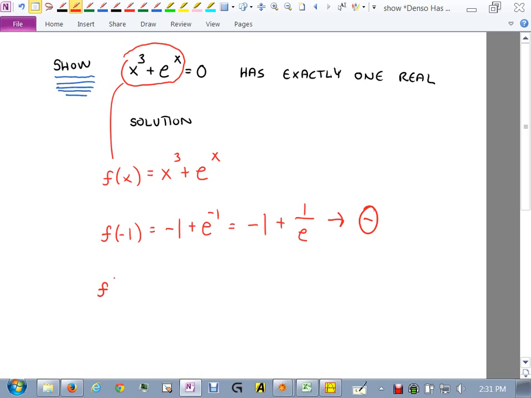How about 0? Will 0 give me a positive number? 0 plus e to the 0. E to the 0 is 1. So that's a positive number. I'm done? What have I shown? It went from negative to positive, right? So it must pass through 0. Why must it pass through 0? It's continuous. Is this a continuous function?